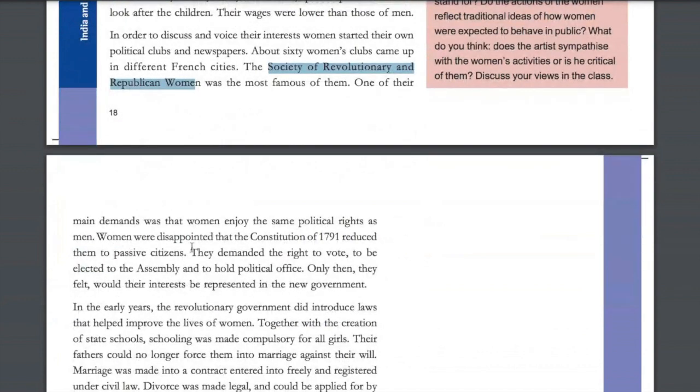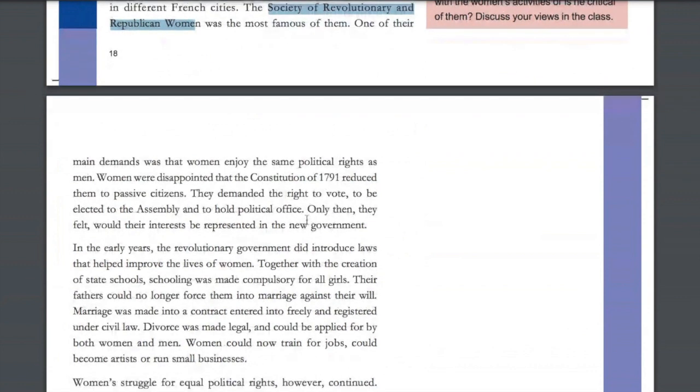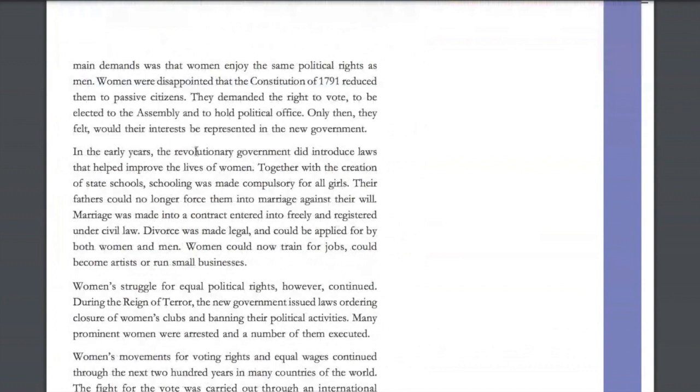One of their demands was that women should enjoy the same political rights as men. Women were disappointed that the Constitution of 1791 reduced them to passive citizens. They demanded the right to vote, to be elected to the assembly, and hold political office. And only then, they felt, would their interests be represented in the new government.